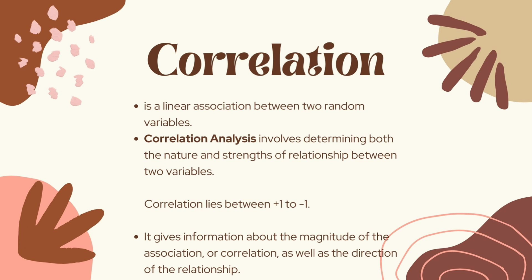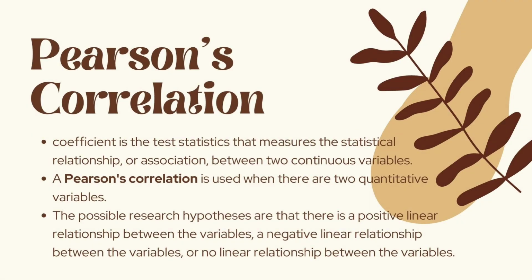Correlation lies between +1 to -1. It gives information about the magnitude of the association or correlation as well as the direction of the relationships. Pearson's correlation coefficient is the test statistic that measures the statistical relationship or association between two continuous variables. A Pearson's correlation is used when there are two quantitative variables.